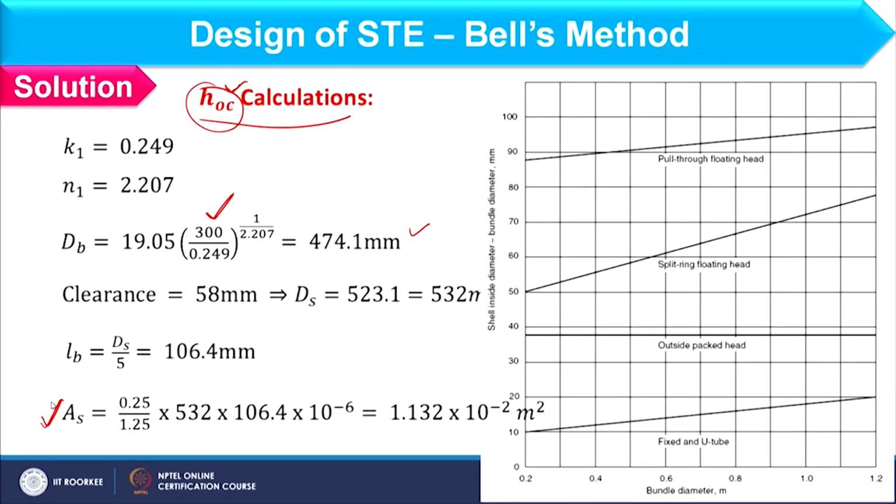So, here as far as the exchanger is concerned, a split ring floating head is given to you, and the bundle diameter you have already obtained as 0.47. So, that will be somewhere here. So, you can understand the value from this graph, and that value you can obtain as 58 mm, and so you can calculate shell dia.